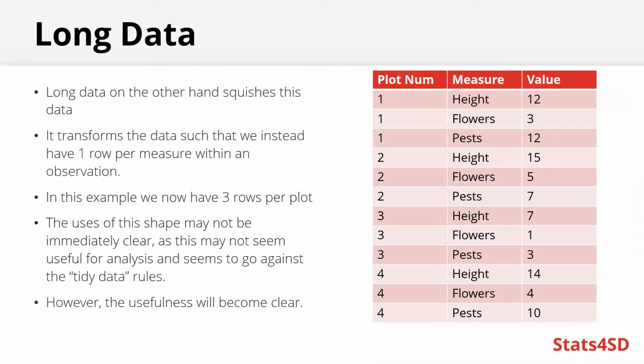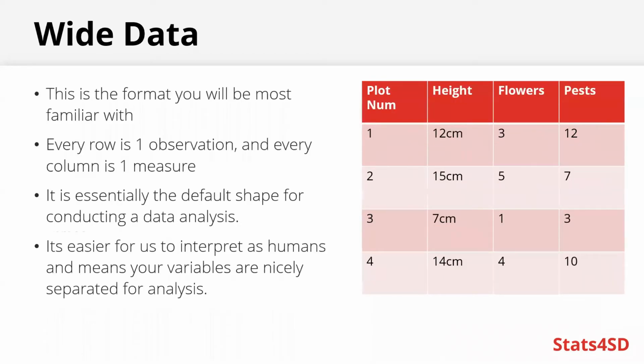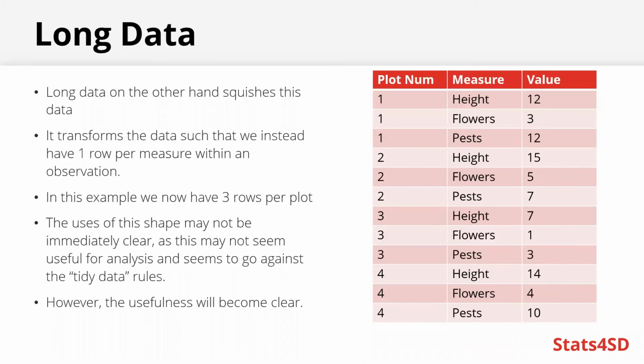The alternative is long data. Generally what this means is that it squishes the data a bit. It transforms the data so that, in this example, we don't have one row per observation, but instead we have one row per measure within an observation. Whereas here we have our first plot, our second plot, our third plot, and a fourth plot, with separate variables for height, flowers, and pests, what we now have is height, flowers, and pests as rows in themselves, and then variables that are one measure and one value. So in this example, rather than having one row per plot, we've now got three.